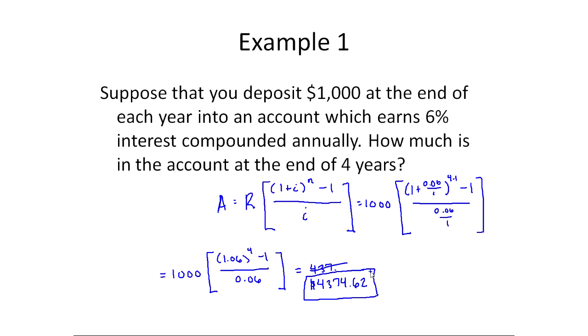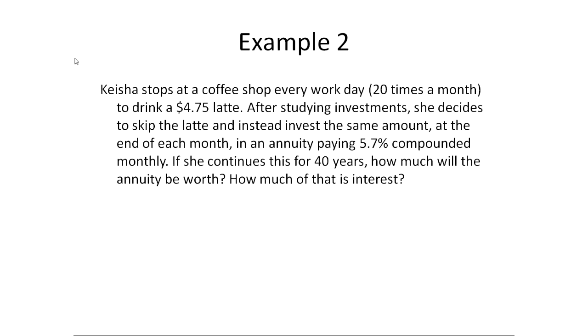So this one was with very simple numbers. Let's take a look at one that's a little more realistic. And so at this one, somebody says they stop at a coffee shop every workday, so 20 times a month we'll use as an estimate for that, and they buy a latte, and they pay $4.75 for that. We'll ignore things like tax and all that kind of stuff. So this person studies investments and decides to skip it and invest that amount at the end of each month. You know, before I even do anything, how much would that be at the end of each month? So 20 times a month.